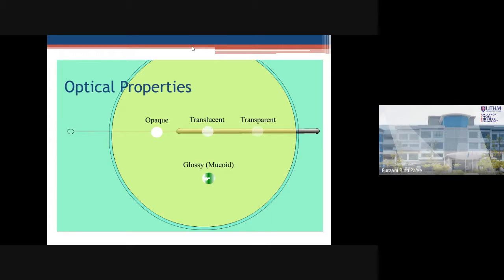Next one is on the optical properties, whether we can see through the colony on the agar. If we can't see through the colony from the top view, then it is opaque. But if we can see through just barely, then it is translucent. And if we can see through all the way from the top view to the bottom of the agar plate, then it is transparent. Also, we have another part where it is glossy. It means that it is shiny.